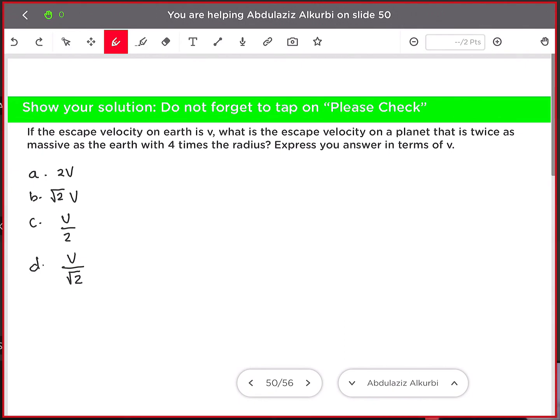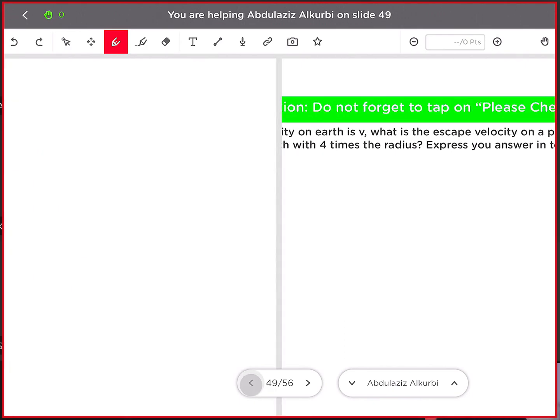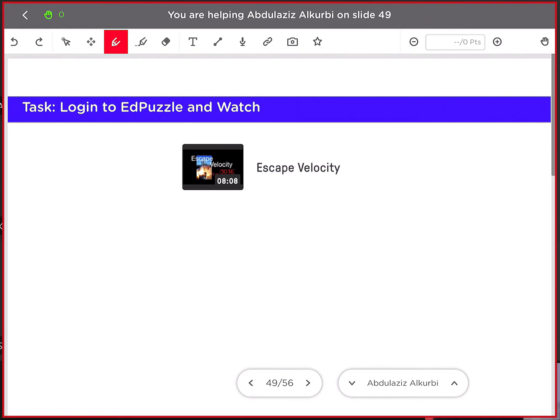Alright, so here is a problem about escape velocity. But before that, can anybody tell me the formula for the escape velocity, V escape? Anybody? Have you taken notes on this topic? Yes, Abdul Wahab?